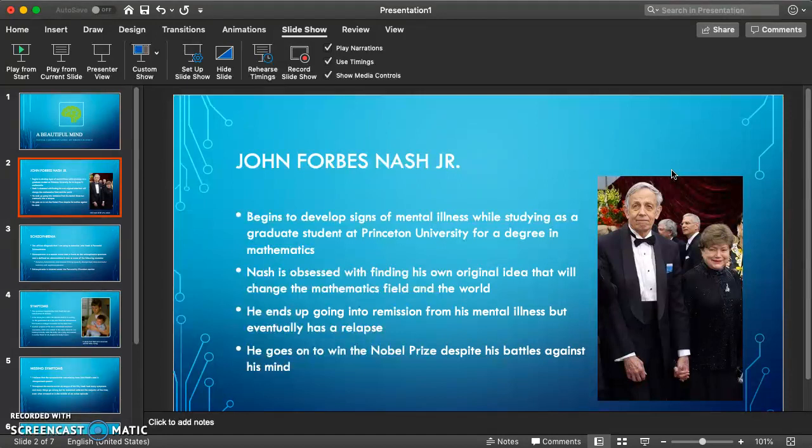And to the right, you see a picture of the real John Nash and his wife Alicia, right before they passed away in a car accident in 2015.